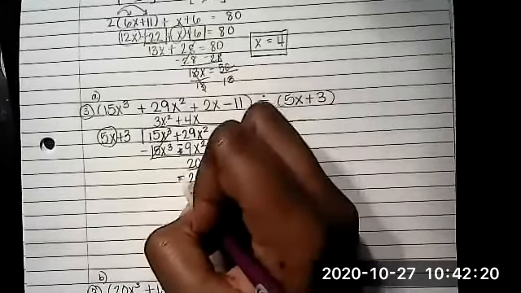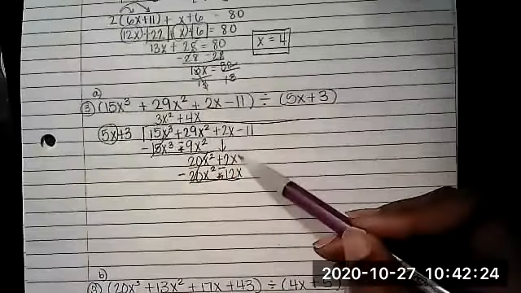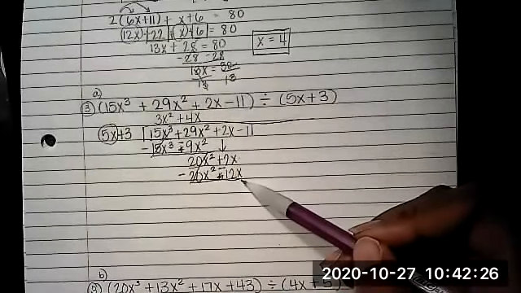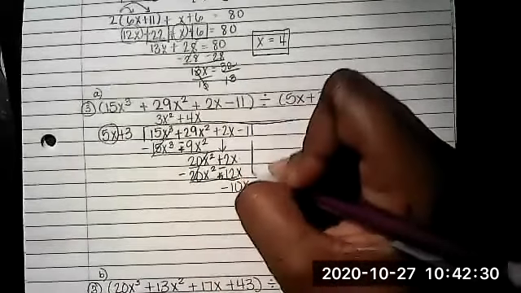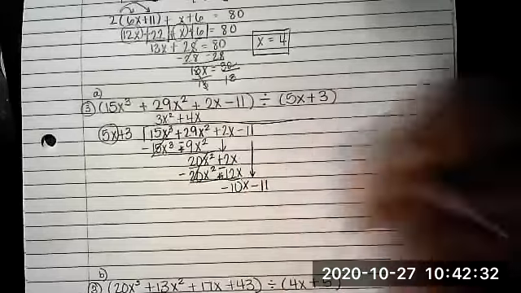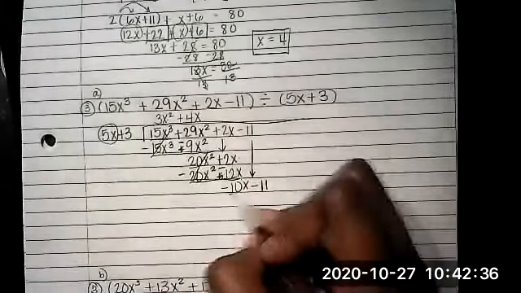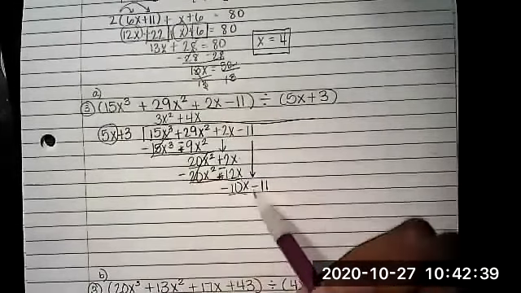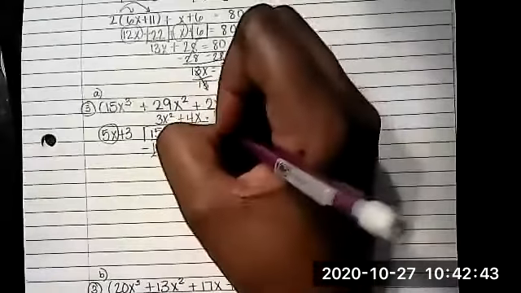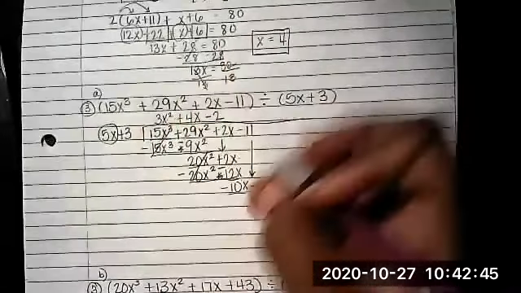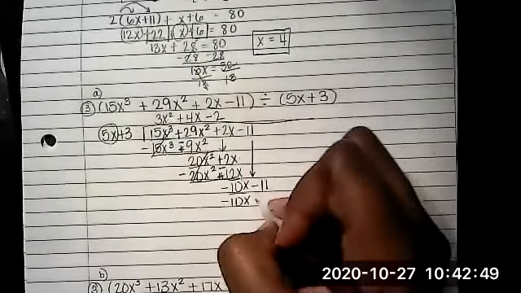Okay, change the sign. This now becomes 2x minus 12x, looks like negative 10x. Don't forget to bring down this negative 11, minus 11. Okay, so now what do you have to multiply by 5x that'll give you negative 10x? Looks like negative 2. So negative 2 here. Negative 2 times 5x is negative 10x. And negative 2 times 3 is negative 6.